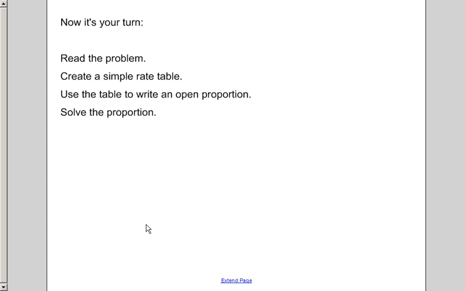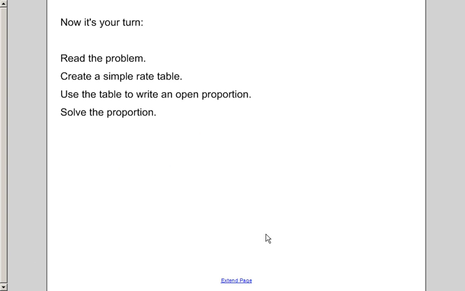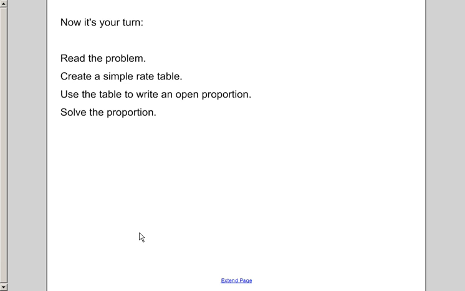Now it's your turn. The directions are read the problem on the next slide. Create a simple rate table. Remember, this is a rate table. Use the table to write an open proportion. This is my open proportion. And then solve the proportion.